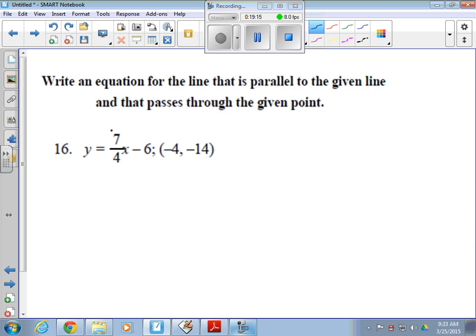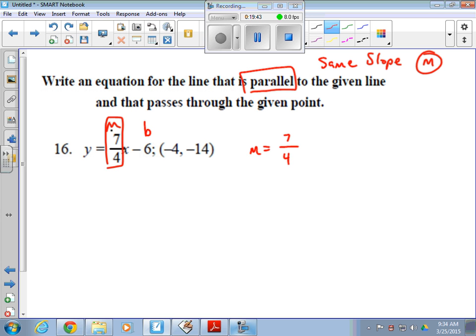Number 16, write a line parallel to this equation that passes through the given point. Parallel lines have the same slope. Remember, your slope is your m value. So y equals mx plus b. You're looking at that equation. Its slope is 7 over 4. So on your new line, the slope will be the same as that one, 7 over 4. It's going to pass through the point negative 4, negative 14. So now we're finished with this equation. We don't need it anymore.